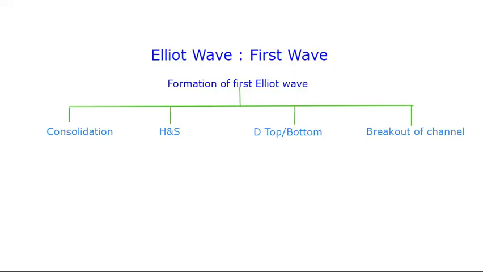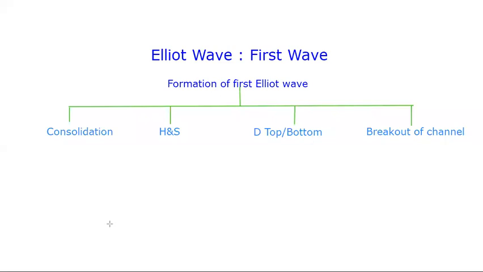Okay. So first wave is, as we know, Elliott wave says that the market moves in a cycle in which there are 5 waves to the upside and 3 waves to the downside, which is the corrective wave. So wave 1, 2, 3, 4, 5 we mark as the impulsive wave, and ABC we mark as the corrective wave, right? So let me draw.